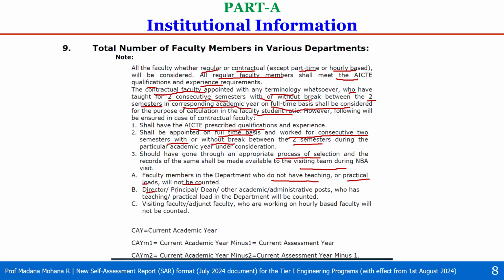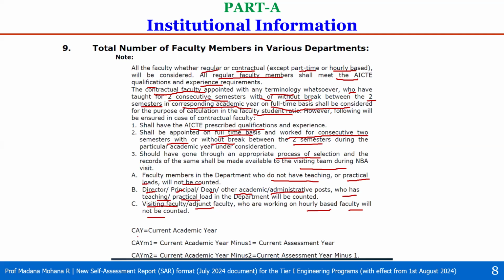In case of director or principal or dean or other academic or administrative posts, who has teaching or practical load in the department will be considered. In case of visiting faculty or adjunct faculty who are working on hourly basis, they will not be considered.